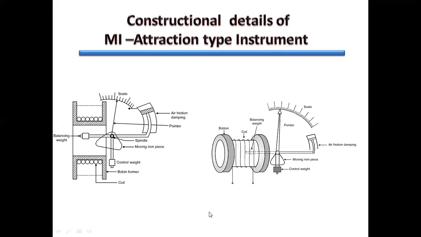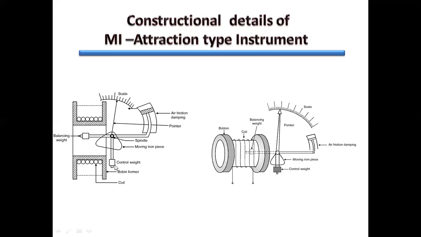For satisfactory working of any indicating instrument, three torques are essential. First one is deflecting torque, second one controlling torque, and third one damping torque. For moving iron instrument, the deflecting torque is obtained by the magnetic principles, magnetic attraction or repulsion. In this instrument, the deflecting torque is produced by magnetic attraction, as explained to you. Next is controlling torque. For controlling torque, gravity control mechanism is used.